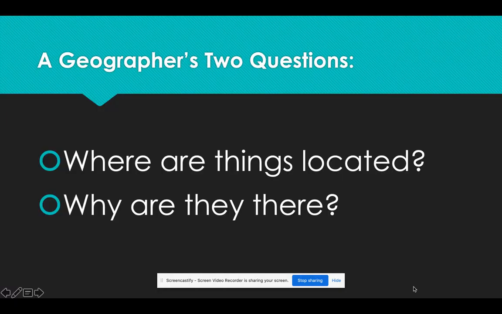Something else we're going to want to add to our vocab notes is a geographer's 2 questions. These are things that geographers want to know. Where are things located and why are they there? And we're not just talking about things like why is a mountain where it is or why is a river where it is. We're also talking about things like ideas, like religions. Where are certain religions practiced and why are they practiced there? So like what caused them to spread there? Why are they practiced in one place and not in another place?